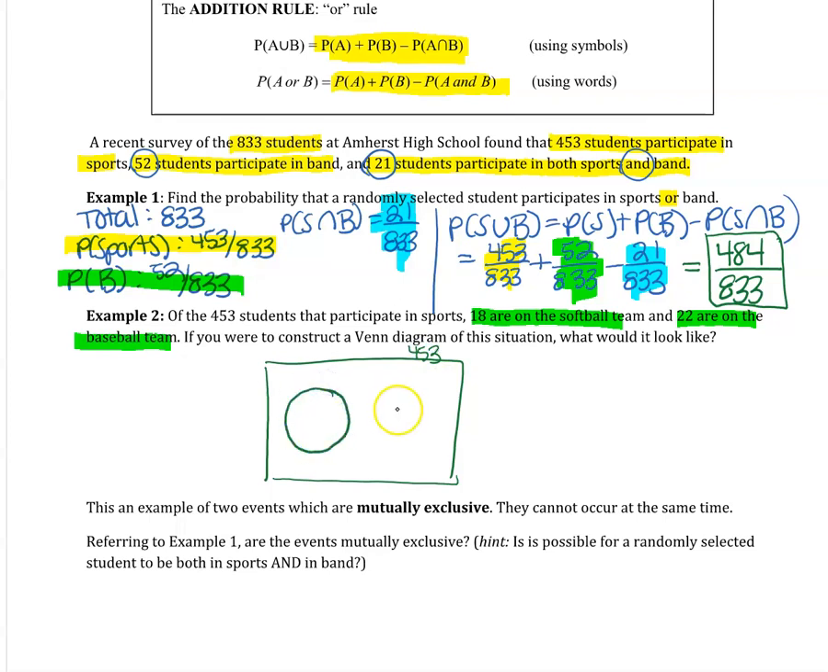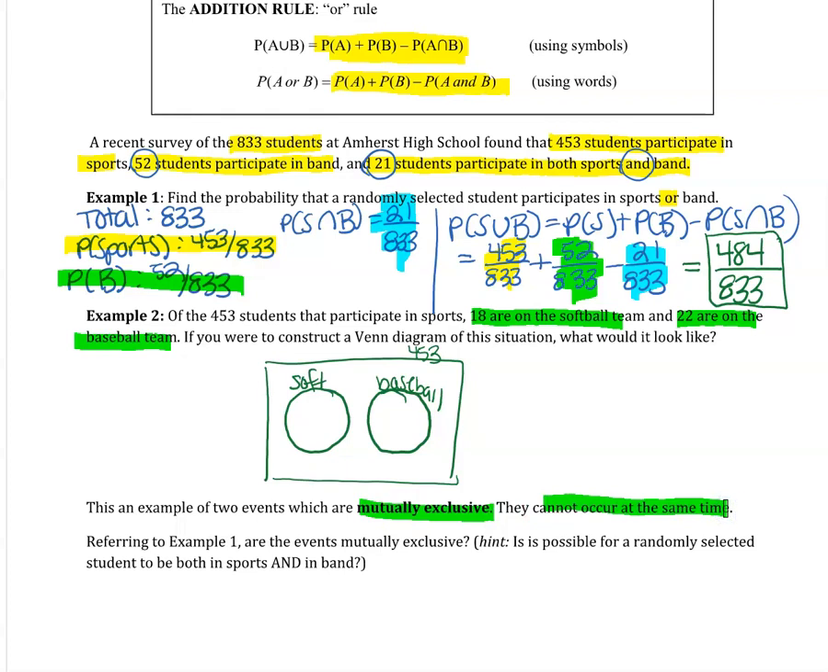Since we will have females on the softball team and males on the baseball team, in theory we shouldn't have either of them overlap. So this would be my softball team. This would be my baseball team. This would be a Venn diagram where they do not overlap. This is an example of something called mutually exclusive. This just means that these two events cannot occur at the same time.